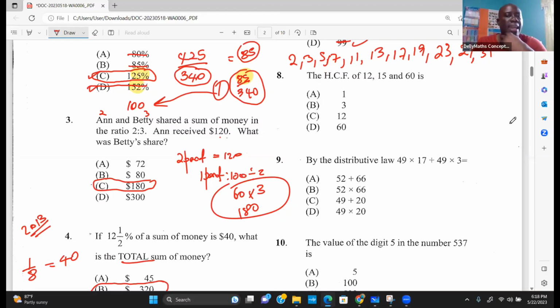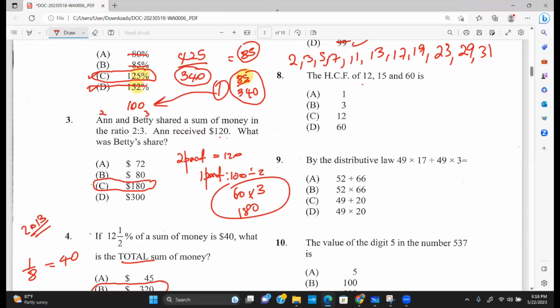All right. The highest common factor of 12, 15, and 6 is, in other words, the biggest number that could go into 12, into 15, and into 6. Biggest number is what? 60, sir. 3, sir. 6.